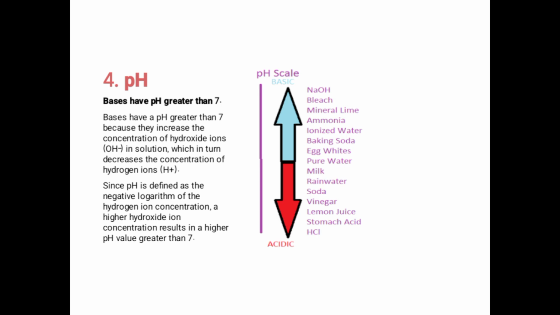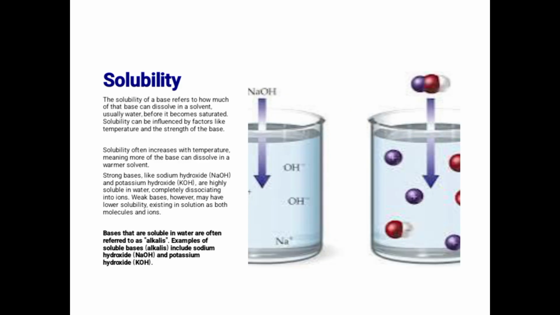That is why bases have higher pH. Another of their properties is that bases are also soluble in water. The solubility of base solutions actually differs. We can categorize bases based on solubility as soluble bases and insoluble bases. Soluble bases are also known as alkalis. They are the much more reactive bases like potassium hydroxide KOH, sodium hydroxide NaOH, and calcium hydroxide.